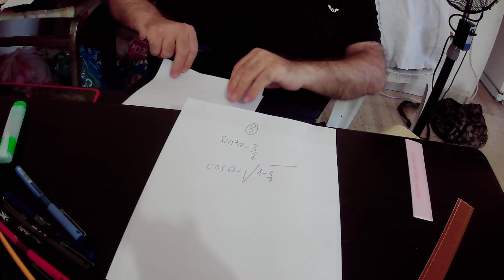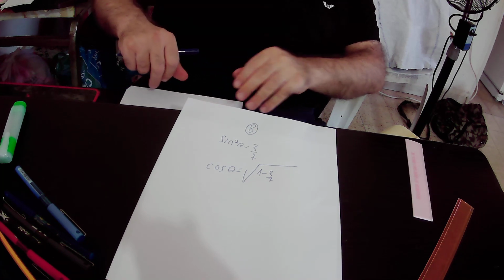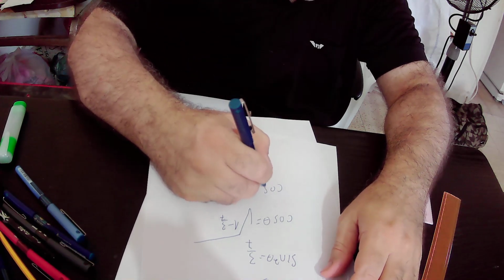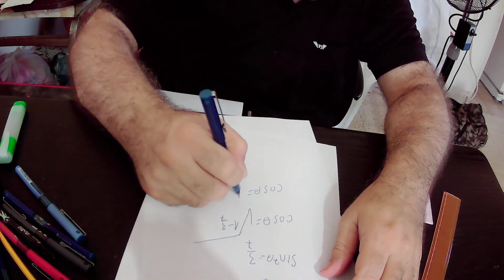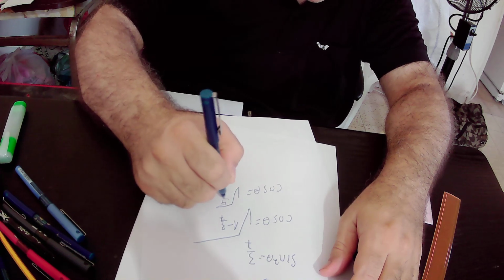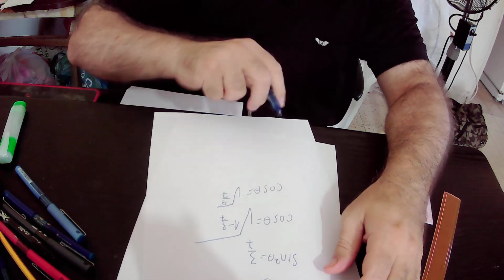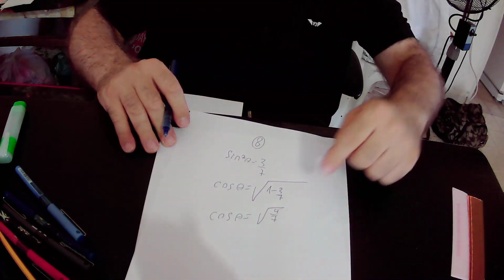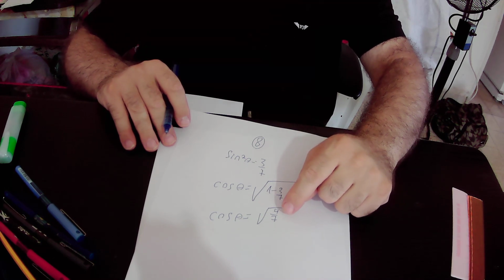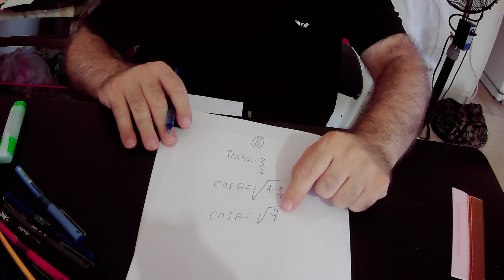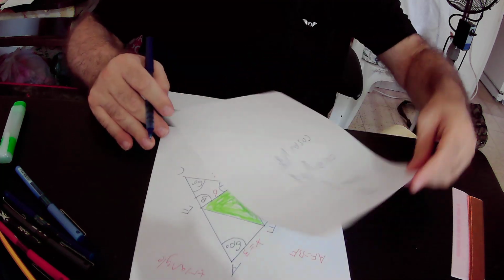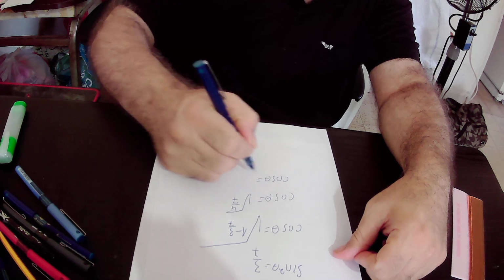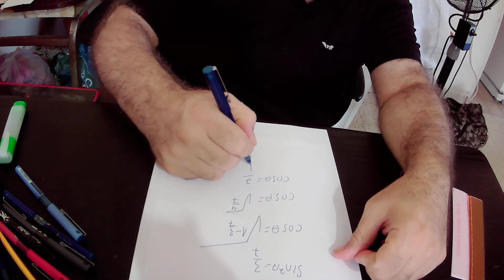1 minus 3 over 7 equals 4 over 7. So I write it down. Cosinus theta equals the root of 4 over 7. The root of 4 is 2, so I write it down. So cosinus theta equals 2 over root of 7.